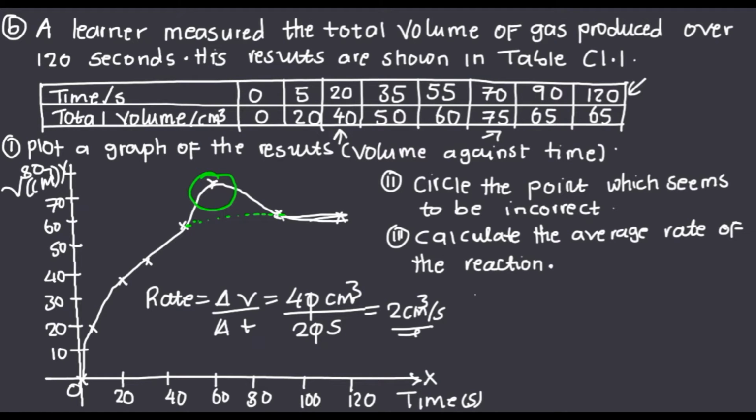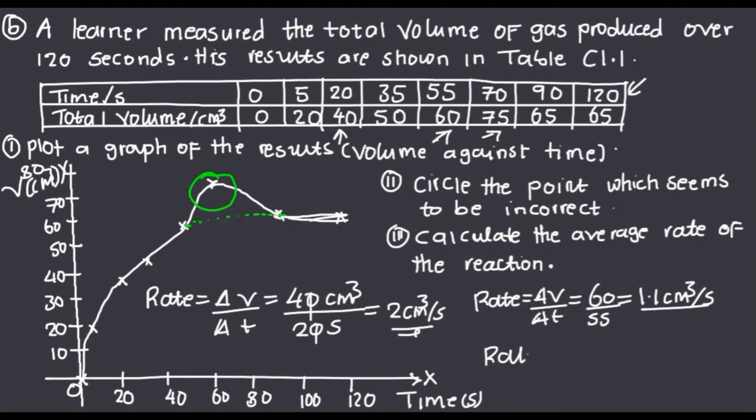Then the second one. Rate is equal to change in volume divided by change in time. For this one, I'm going to use this point. So the volume is 60 divided by 55. If you do the mathematics, 60 divided by 55, you get 1.090, which is 1.1 cubic centimeters per second.